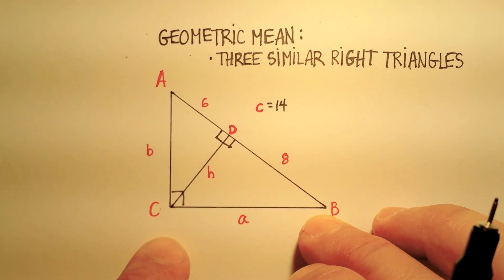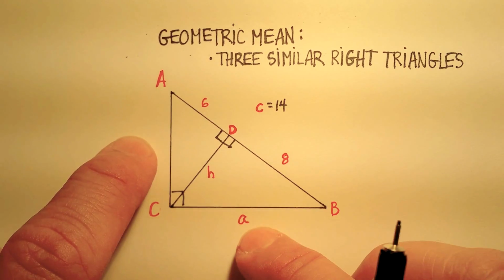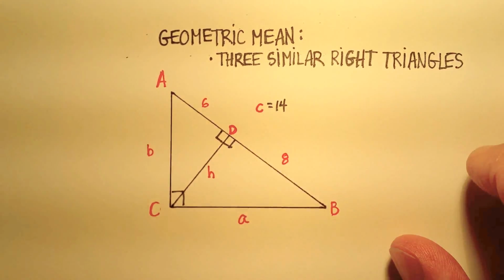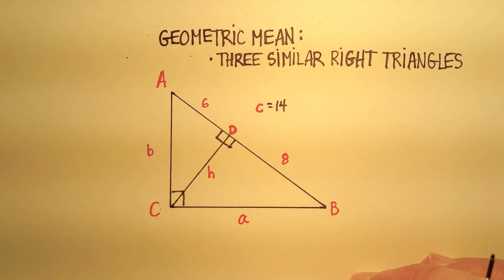Okay? But we don't know these two smaller sides. So how could we find this information? We can use something called the geometric mean. The Pythagorean theorem here would be worthless, wouldn't it? Now the geometric mean says this.